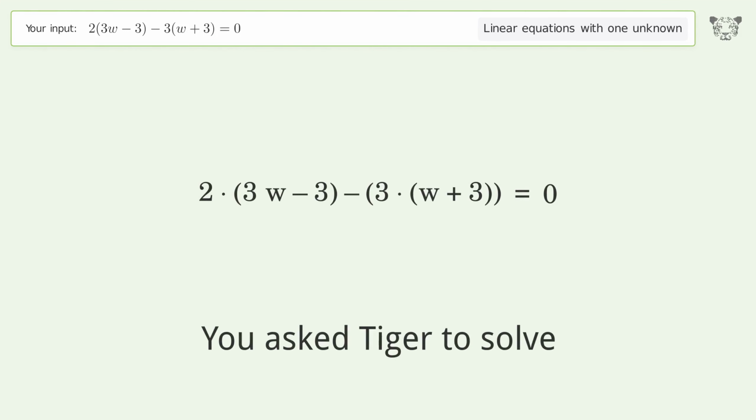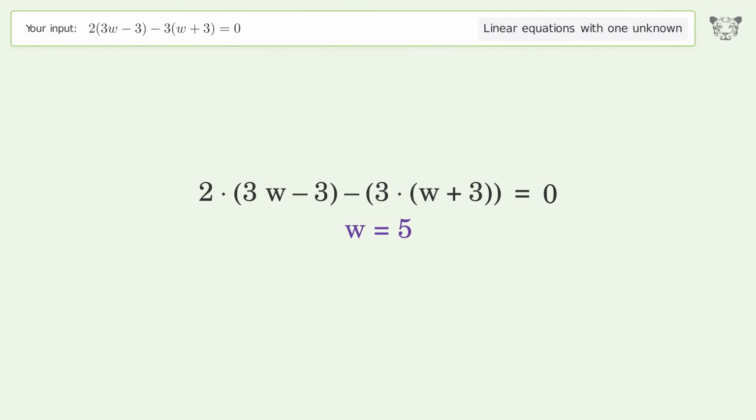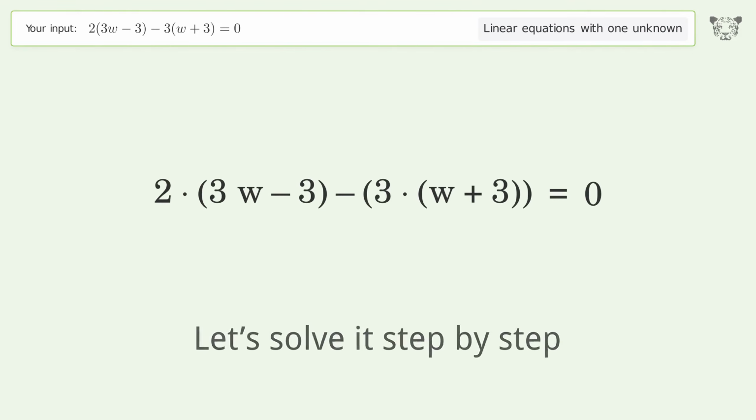You ask Tiger to solve. This deals with linear equations with one unknown. The final result is w equals 5. Let's solve it step by step.